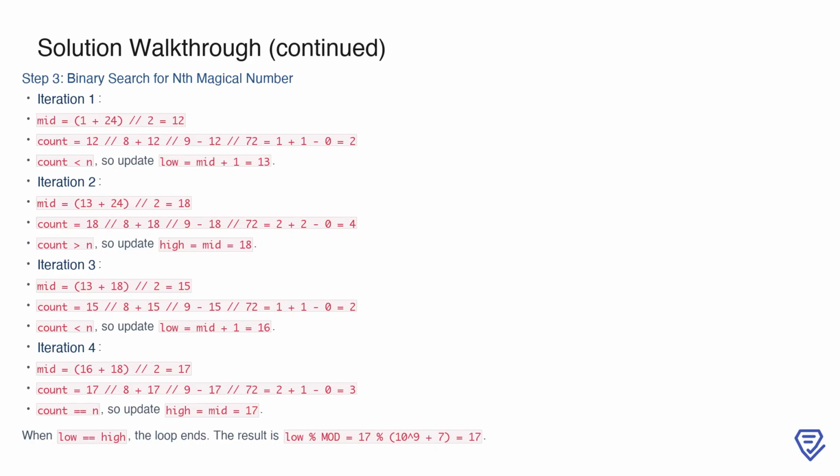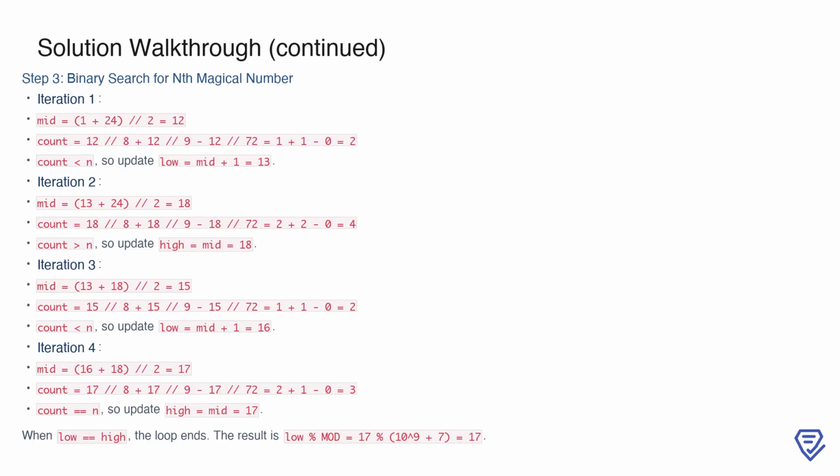In the first iteration, the midpoint is (1 plus 24) divided by 2, which equals 12. Counting the magical numbers up to 12, we compute 12 divided by 8, plus 12 divided by 9, minus 12 divided by 72, yielding 1 plus 1 minus 0, for a total of 2. Since this count is less than n, we adjust the low bound to mid plus 1, which is 13.